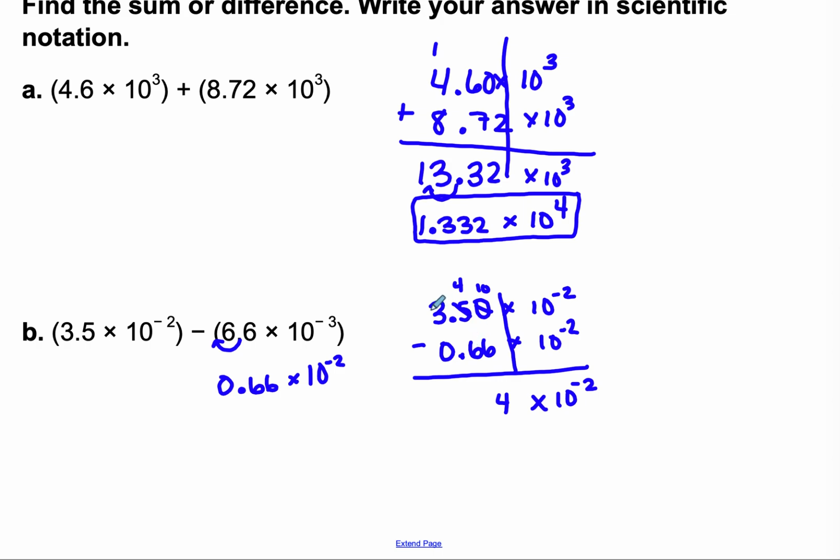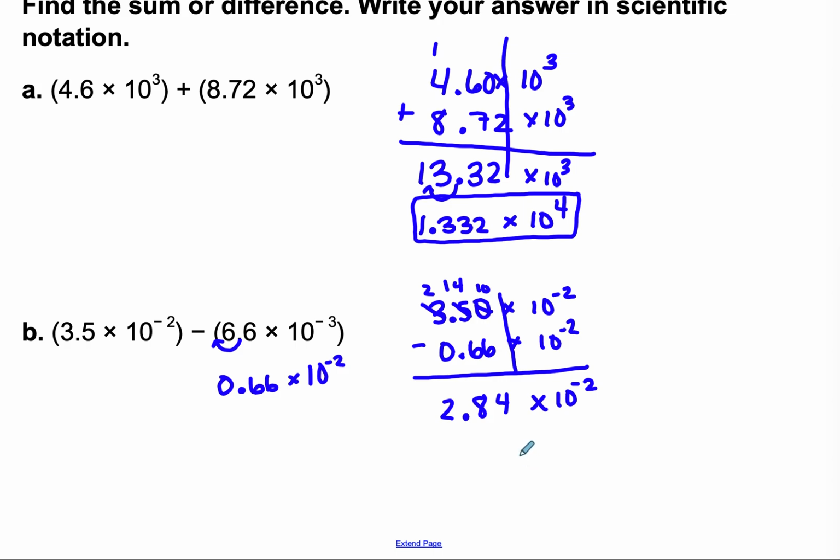4 minus 6 takes me to the negative, so I've got to borrow on this one too. This becomes a 2. This becomes a 14. 14 minus 6 is 8. And my decimal, I'm bringing the decimal straight down. 2 minus 0 is 2. 2 and 84/100 times 10 to the negative second.